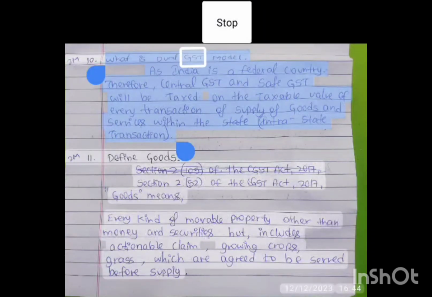What is the dual GST model? As India is a federal country, central GST and state GST will be levied on the taxable value of every transaction of supply of goods and services within the state, i.e., intrastate transaction.